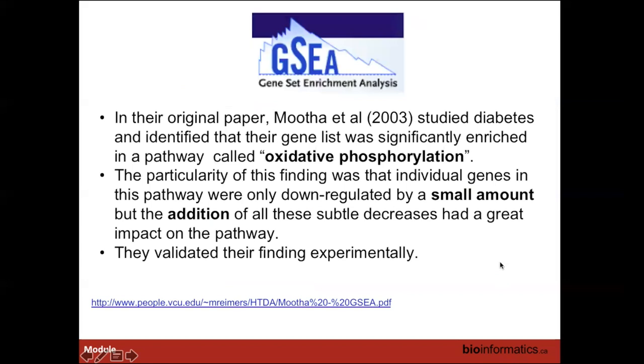It was Mootha et al. who developed GSEA in 2003. They were studying diabetes and came out with this GSEA algorithm that showed downregulation of the oxidative phosphorylation pathway. What was interesting is that if they looked individually at the genes of oxidative phosphorylation, none of these genes were significantly downregulated. But when they calculated the addition of the small changes in the genes in the oxidative phosphorylation pathway, they found that this pathway was actually strongly affected. GSEA could capture that, and it was further validated.